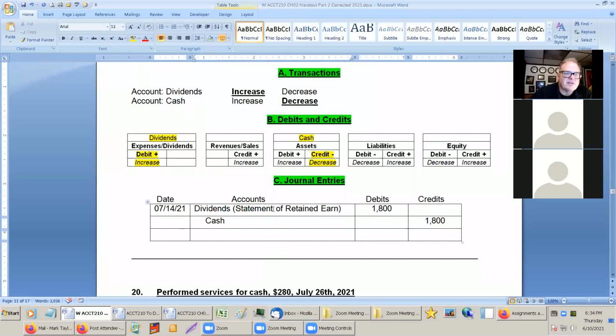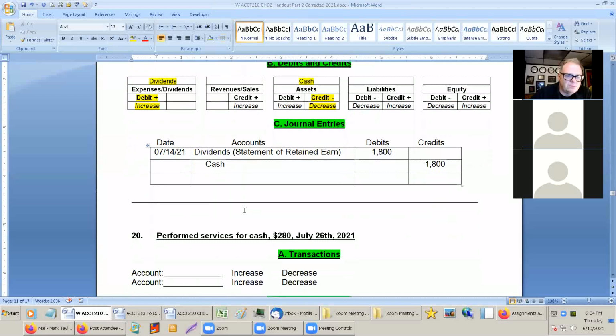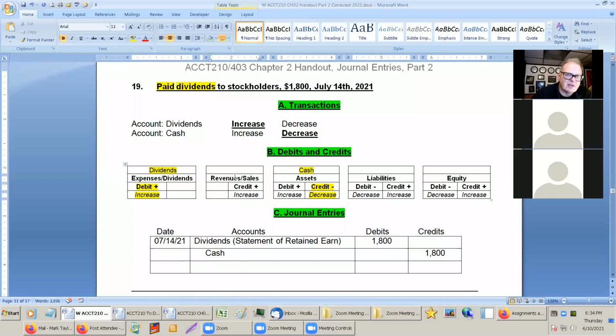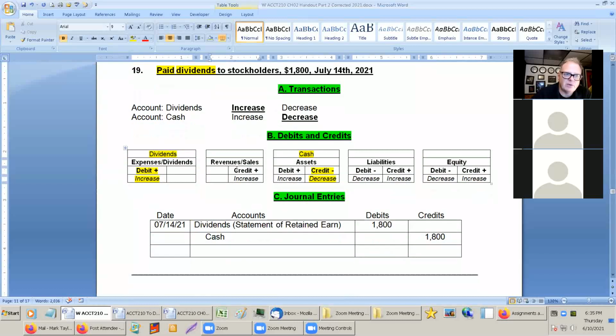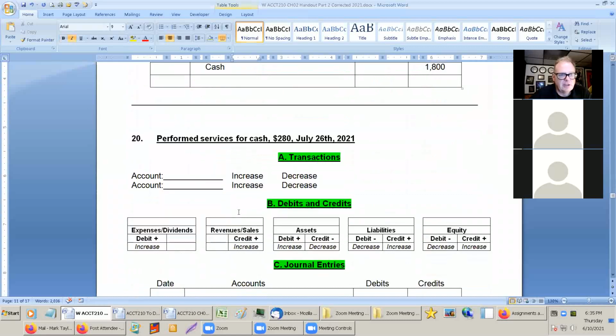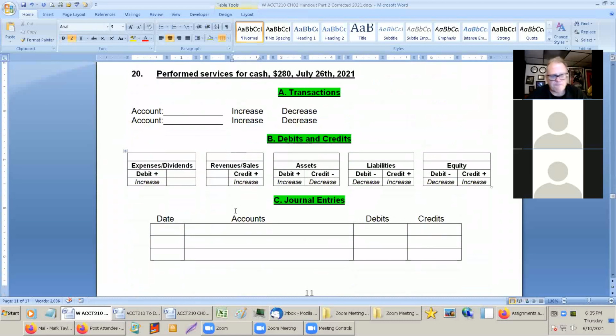So it's not an expense because it's not necessary. And generally, you don't have to pay dividends. Actually, you don't have to pay dividends unless the board of directors declares dividends. Once they're declared, then you're legally bound to pay them. But if you don't declare them, you're not legally bound to pay them.